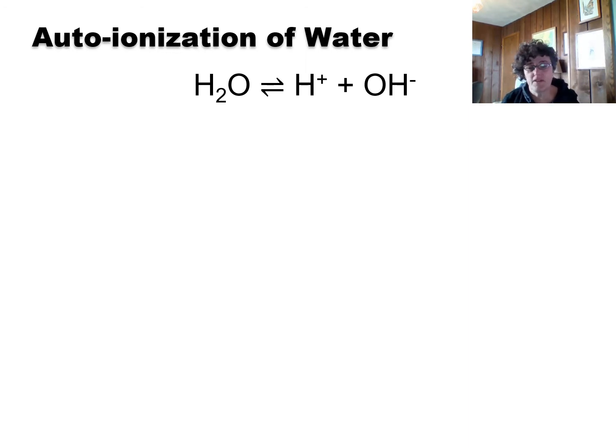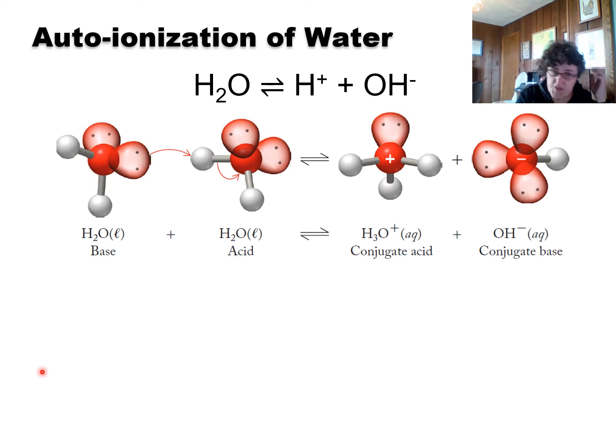Don't get mad at me, I wasn't lying to you, it's just that it's an equilibrium reaction, and actually the equilibrium is very much leaning towards water on this side. So let me get the pointer. The equilibrium is very much leaning on this side, and the amount of H plus and OH minus that you have is extremely small. So this process is called self-ionization or auto-ionization of water.